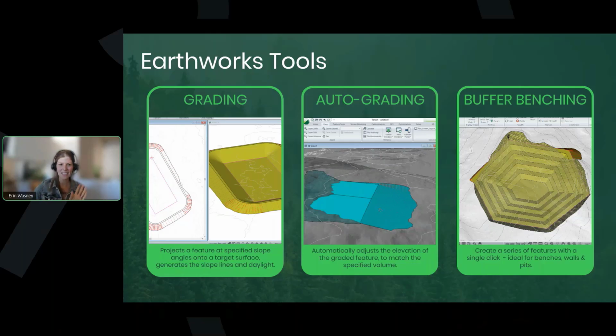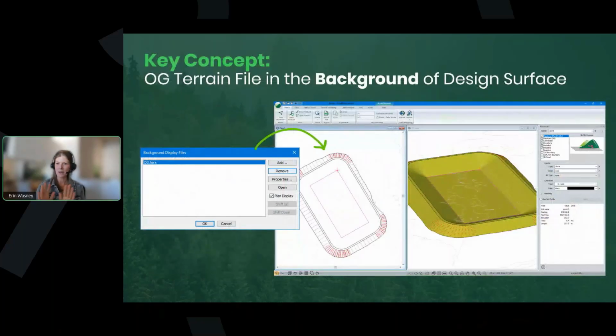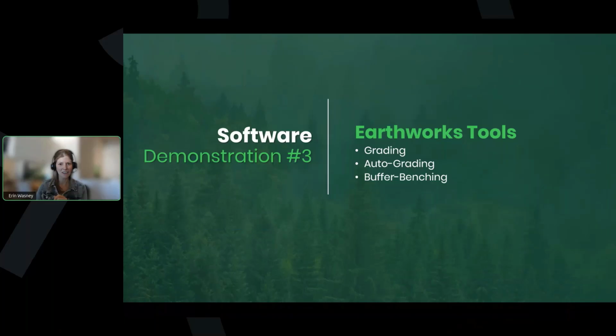We'll get into that. One concept, just to mention, put a little emphasis on. I mentioned, especially with grading, we're going to be targeting a surface. That target surface typically is the original ground. And the big trick in our software is that we create that original ground surface, like the file Matt's been working with. We would save that, and then we would do all of our grading and work with that file in the background, so that when we are targeting it, we're not modifying that original ground surface. It's in the background, and we're working in reference to it. So, software toolbox number 3, earthwork tools. We're going to head back to you, Matt.